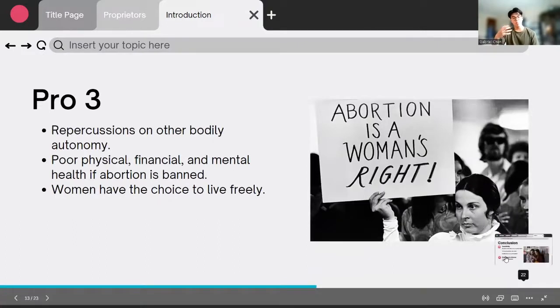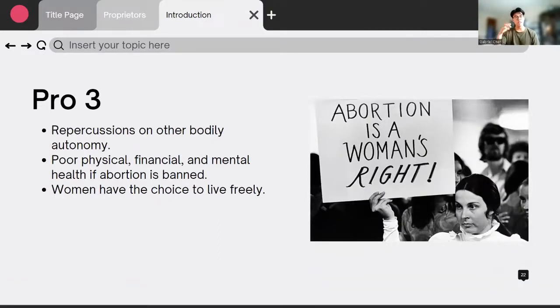Now, this ban, should abortion be banned, leads to repercussions on the human anatomy, particularly for the women. If the government can ban abortion and the rights to a woman's body, what more can they ban? And this is something that a lot of pro-choice supporters are debating.